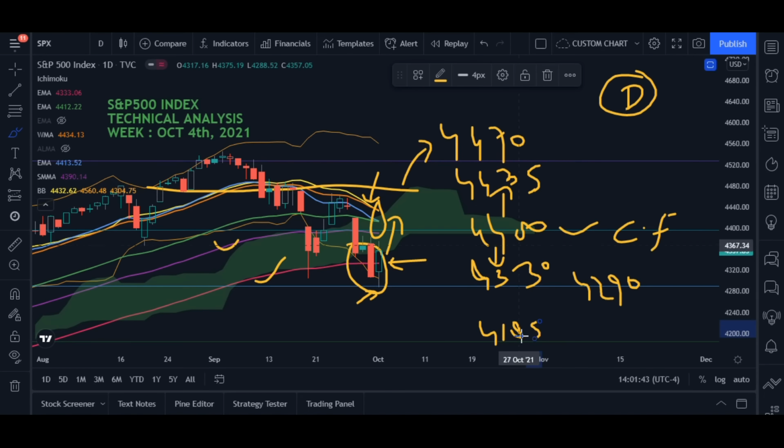So these are the levels. The market is expected to hit all of these levels whenever it moves in either direction. If it comes down, then it will hit these levels, and if it moves up, then it will hit these levels.